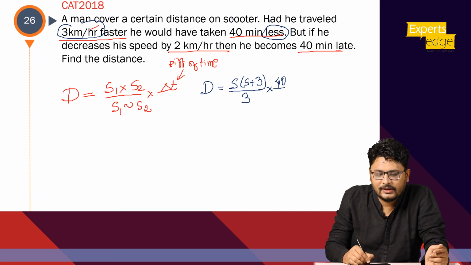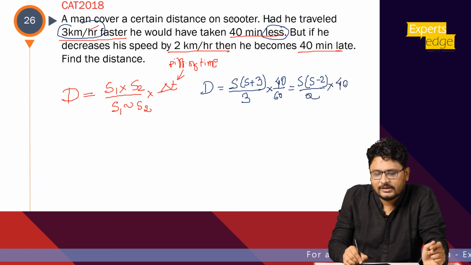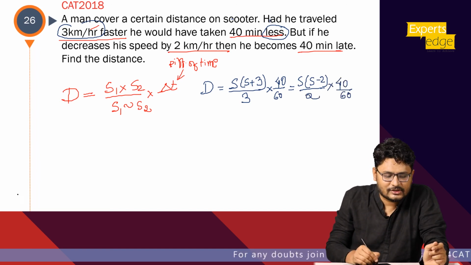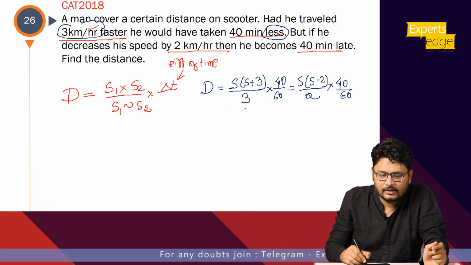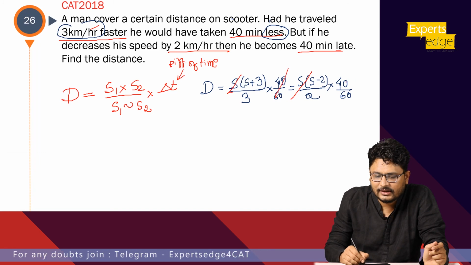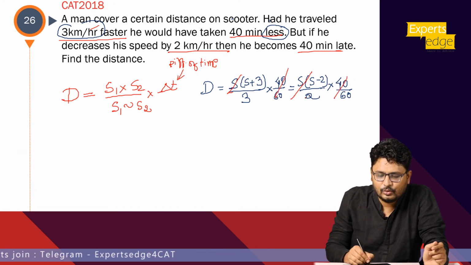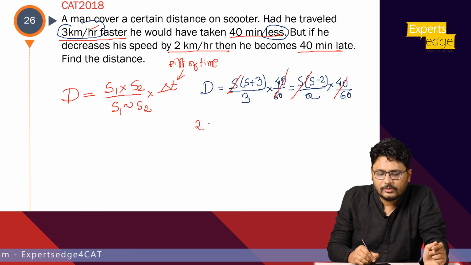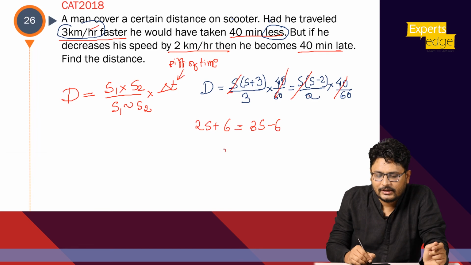तो ये 40 मिनट है divided by 60 because I want answer in hours. Now the same distance I should get if it decreases his speed by 2. So s into s minus 2, difference will be what? 2 only, and here it is 40 minutes late, so it is 40 by 60 only, right? So just solve this. The 40 by 60 will get cancelled out, and s and s will get cancelled out. What remains is this, so 2s plus 6 should be equal to 3s minus 6. So I'll get s as 12 kilometer per hour.